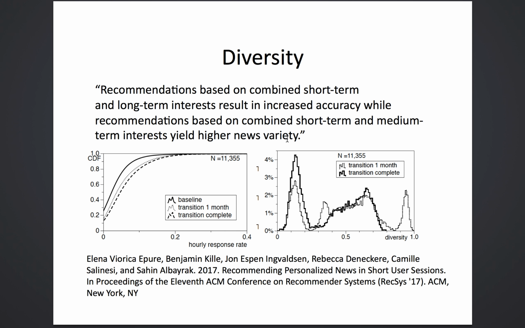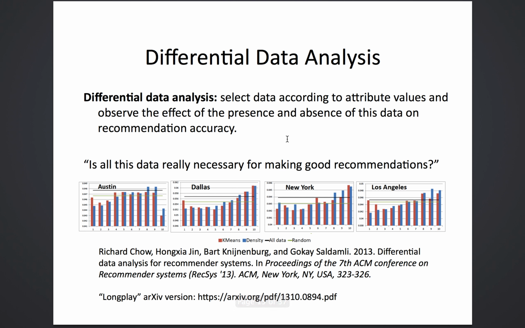Okay, so those are three papers from the other part of the conference. I think this is evidence that the community may be swinging back to understanding really what the value is of using historical data and not using it when it's not helping. Okay, now the question of, is all this data really necessary for making good recommendations? Well, that's not new for me.